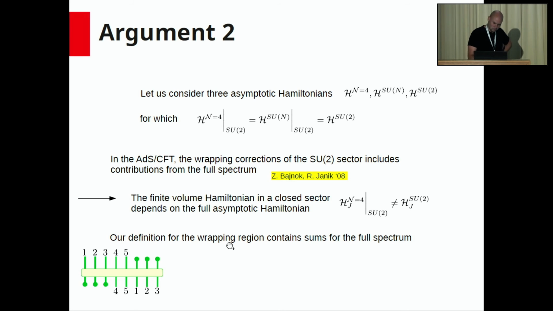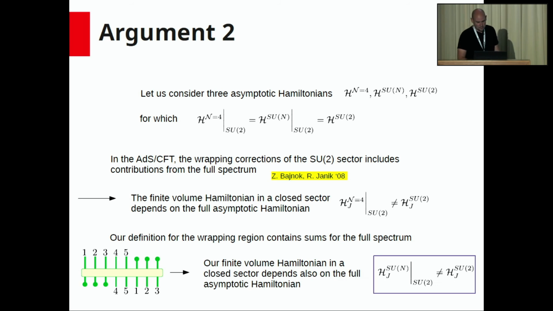Let us see our definition for the wrapping region. For the wrapping region, we have a summation over these ingoing and outgoing legs. And of course, this summation belongs to the full representation of a one-site state. So the definition of these operators contains information of the full theory. So with our definition, if we calculate the finite size version of an SU(N) spin chain and restrict to the SU(2) sector, this Hamiltonian contains information from the full theory. Therefore, it cannot be equal to the finite size Hamiltonian of the SU(2) model. So this is in agreement with the property of AdS/CFT.